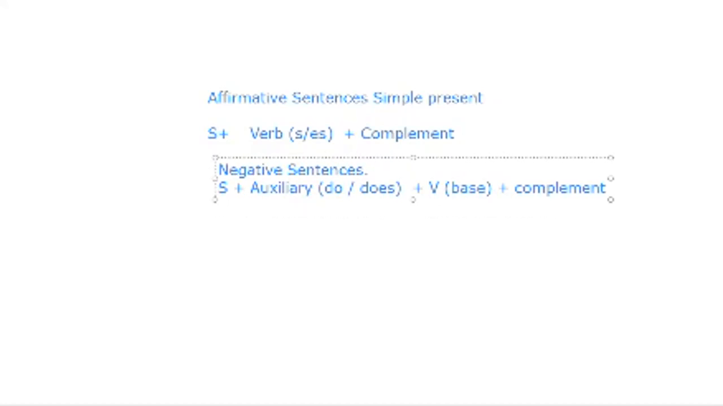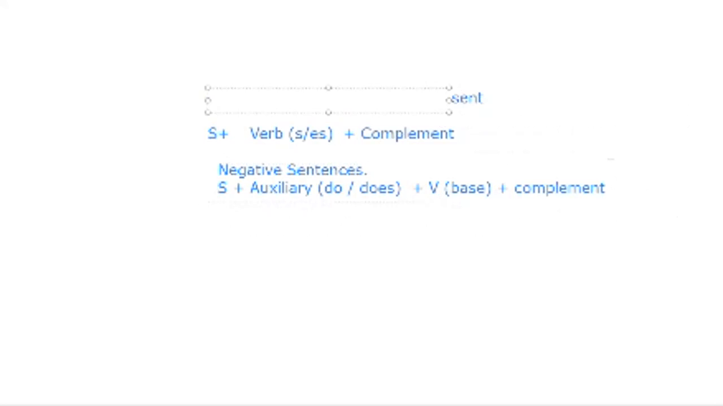Okay, don't worry. We're going to go slowly. Now, an example of this. Okay, look. When we have an affirmative sentence: I play soccer. And she plays soccer. Do you remember I told you that in some cases we had the S or ES? In the case of he, she, or it, we add this.